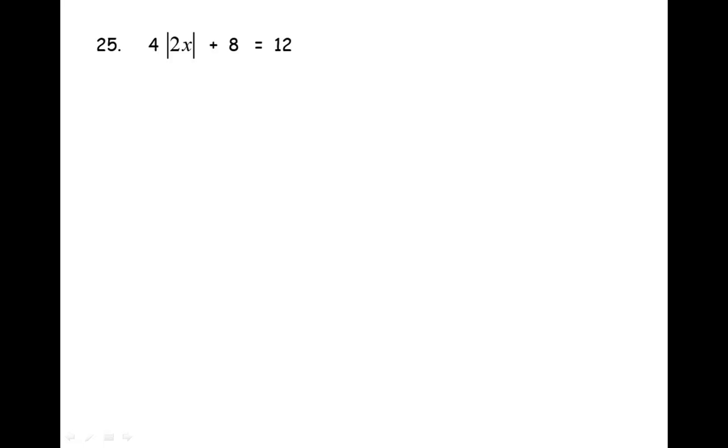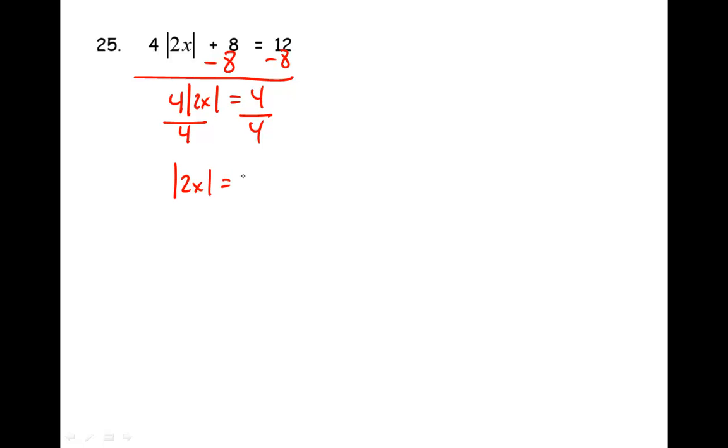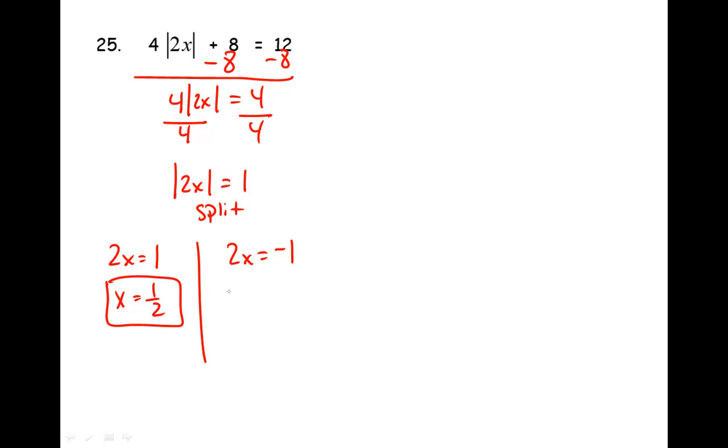Before we split this equation, we have to isolate the absolute value of 2x, which means we have to subtract 8 from both sides. Then we would have to divide by 4. So now that we have the absolute value all by itself, we will now split. So I get 2x is equal to positive 1 and 2x is equal to negative 1. Now we would divide both sides by 2. And we would get that our answer is x is either equal to positive 1/2 or x is equal to negative 1/2.